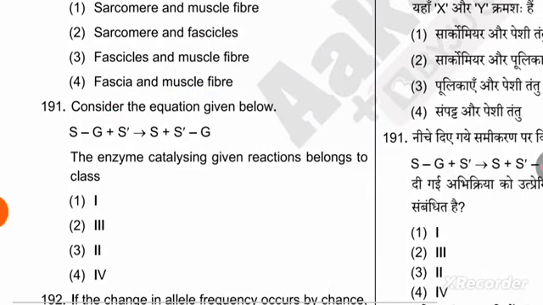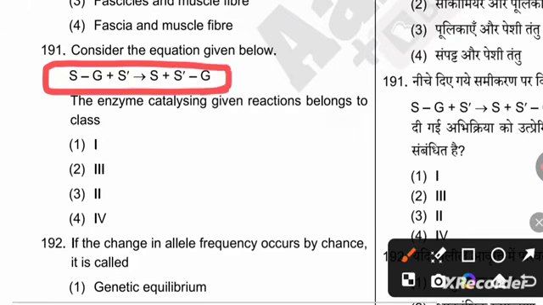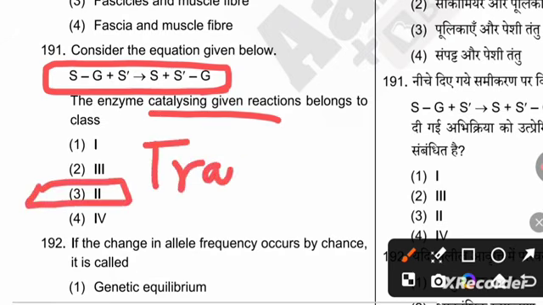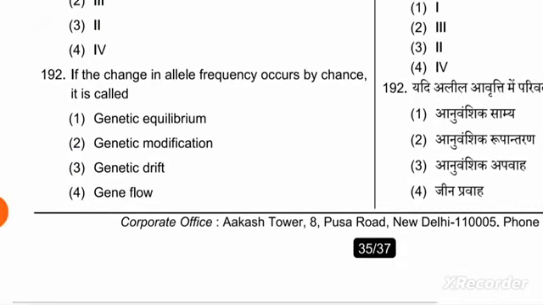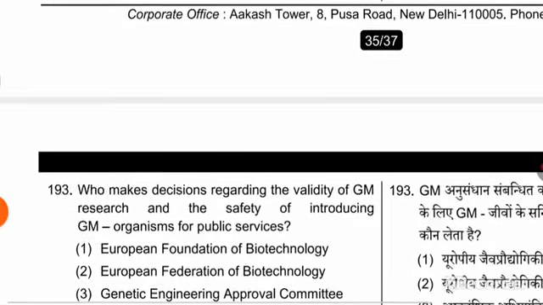Then question 191, there is a reaction given here, and this reaction is catalyzed by an enzyme. So this enzyme belongs to which class? This enzyme belongs to the second class, that is transferases, as there is a transfer of a group here. Question 192, if a change in allele frequency occurs by chance, then it definitely leads to genetic drift. Let us move to the next question.